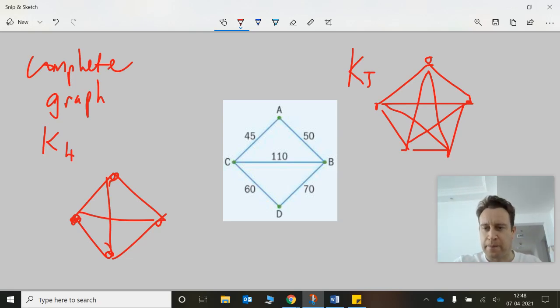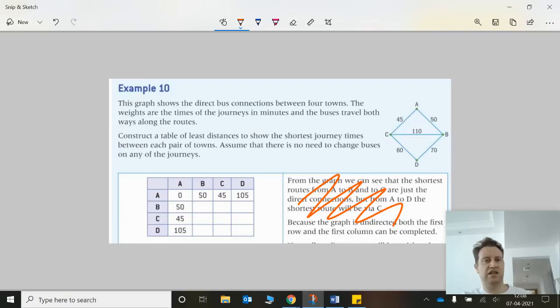Okay. So it says this graph shows the direct bus connections between 4 towns. So you can see that A and D are not connected directly in this case. It says the weights are the times of the journeys in minutes, and the buses travel both ways along the routes. Construct a table of least distances to show the shortest journey times between each pair of towns. Assume that there is no need to change buses on any of the journeys.